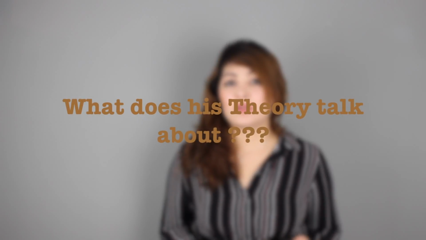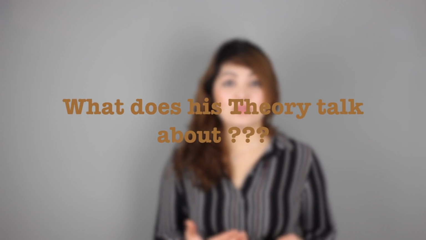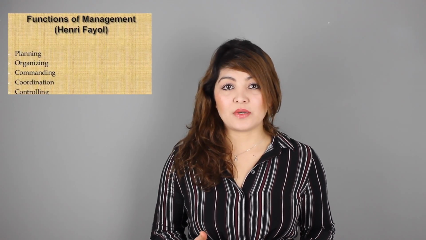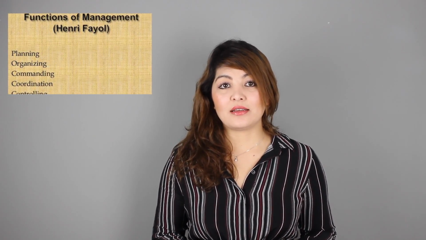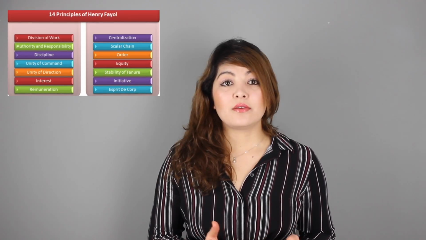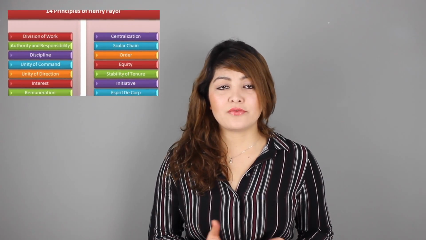What does his theory talk about? Fayol was the first to present a breakdown of the functions of management, which he listed as planning, organizing, commanding, coordinating, and controlling. Fayol was also among the first to formulate a universal list of good management principles as a guide to management actions, also known as Fayol's 14 principles of management. Today, these principles are still used but are often interpreted differently.